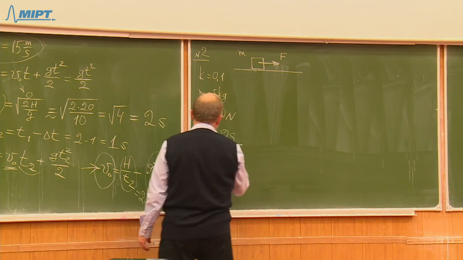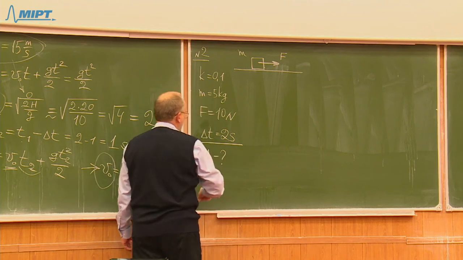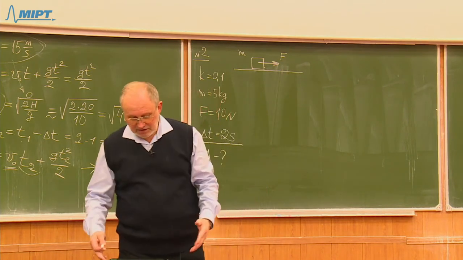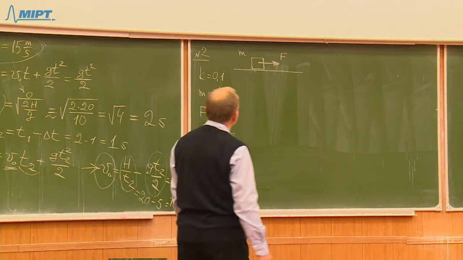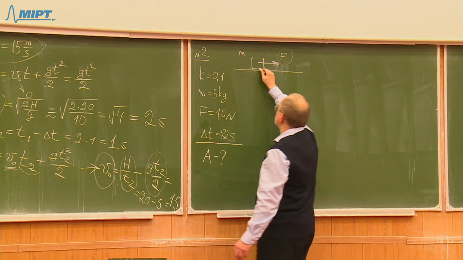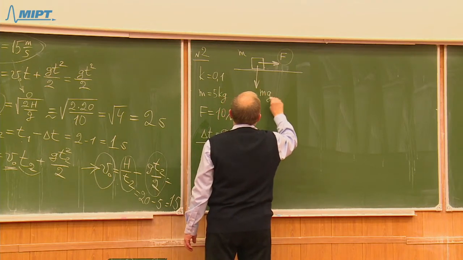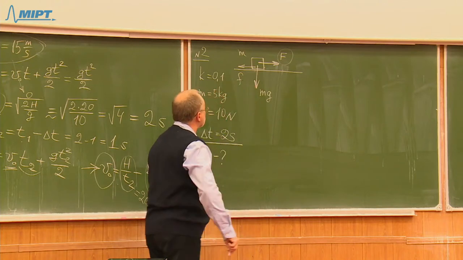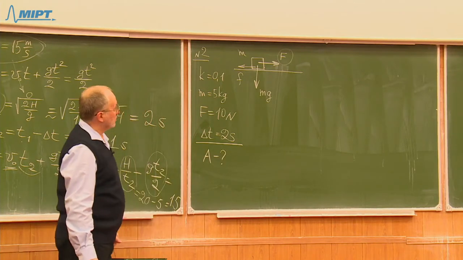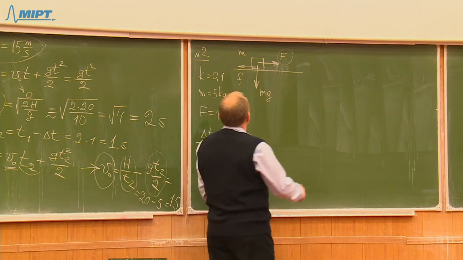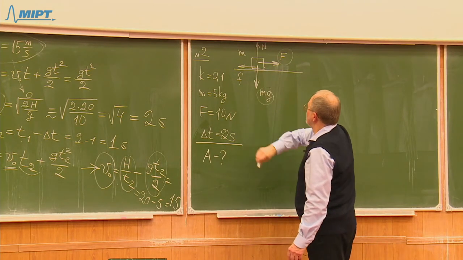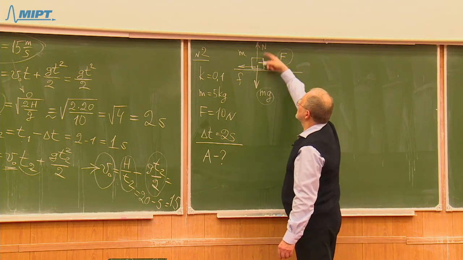So we need to find the work done in two seconds. The work of force F, it's stated in the problem that we need to find the work performed by force F. Are there any other forces acting on the bar? Certainly. There is a force of gravity pull, mg, and there is a force of friction. If the bar moves to the right, then the force of friction acts opposite to the velocity. So we have actually several forces. Certainly, there is a force of reaction from the surface, which is equal to the bar weight and oppositely directed, so that these two forces balance each other.